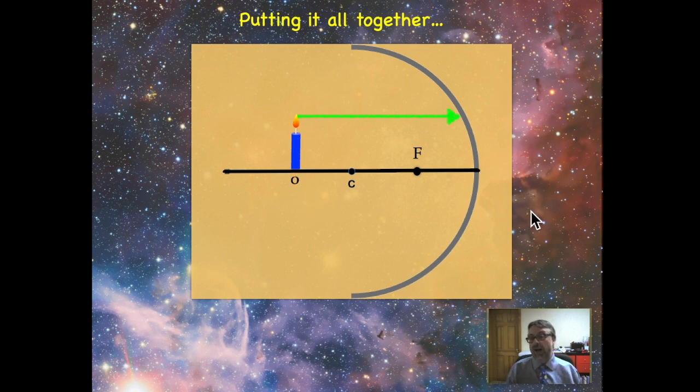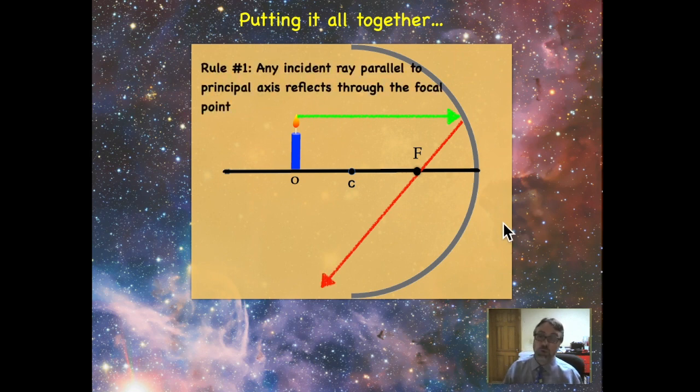Now again, I'm not going to bother drawing the normal lines anymore because we know where this ray is going to reflect. The normal line again would pass through the center, and because of that, I saw in the previous screen that the reflection must go through this focal point, which is halfway between the center and the mirror. And that represents rule number 1. So rule number 1 for drawing a ray diagram for spherical mirrors is any incident ray parallel to the principal axis will reflect through the focal point. And that is our first rule.